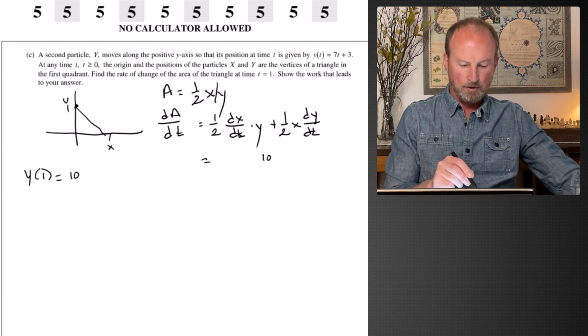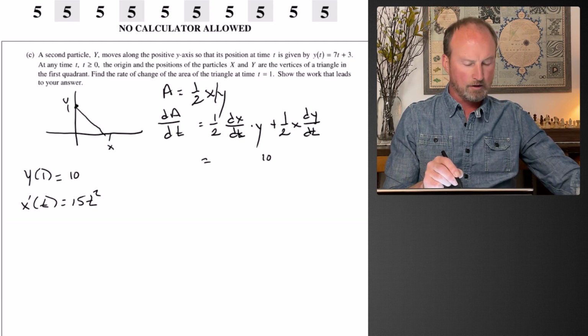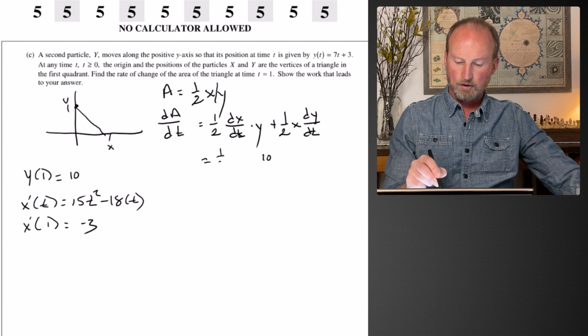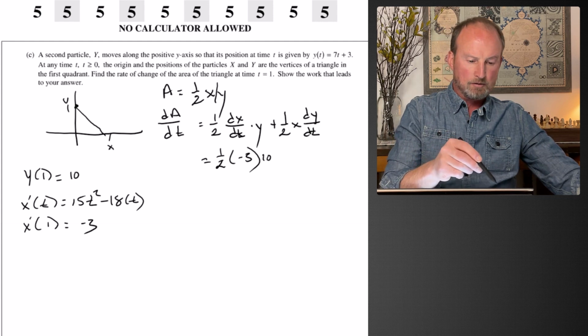We already knew. I'm gonna write that down from earlier. x prime of t equals 15t squared minus 18t, right? And we found it at 1 back in question A, and that came out to be -3. So we already know that one, and you could have gone back to question A and grabbed it. Just wanted to refresh our memory of where it came from.